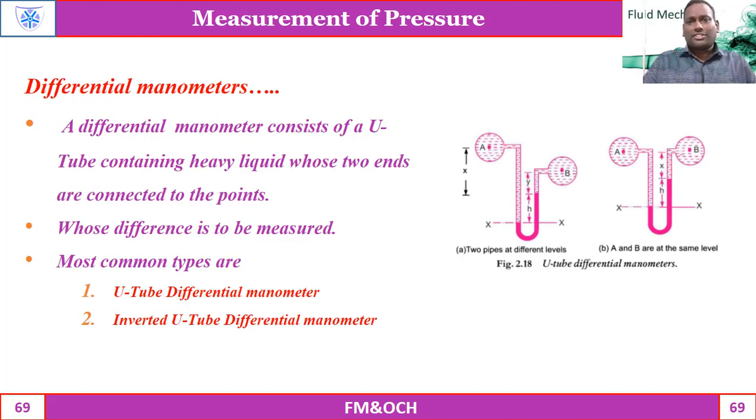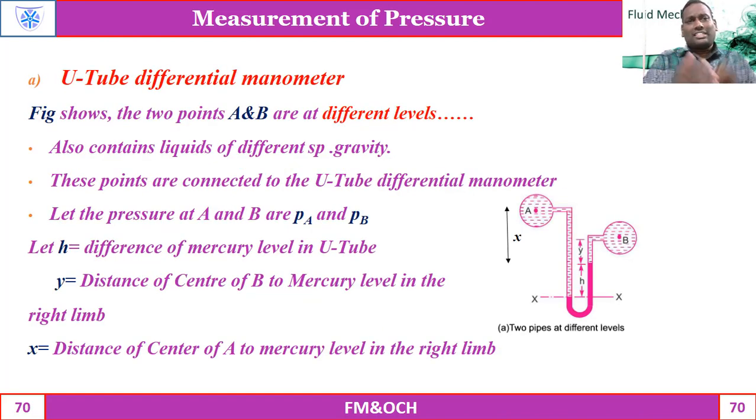A differential manometer consists of a U-tube containing heavy liquid whose two ends are connected to the points whose pressure difference is to be measured. There are two common types. One is the U-tube differential manometer, and another is the inverted U-tube differential manometer, which is used to measure vapor or low pressures. Now we discuss the U-tube differential manometer.